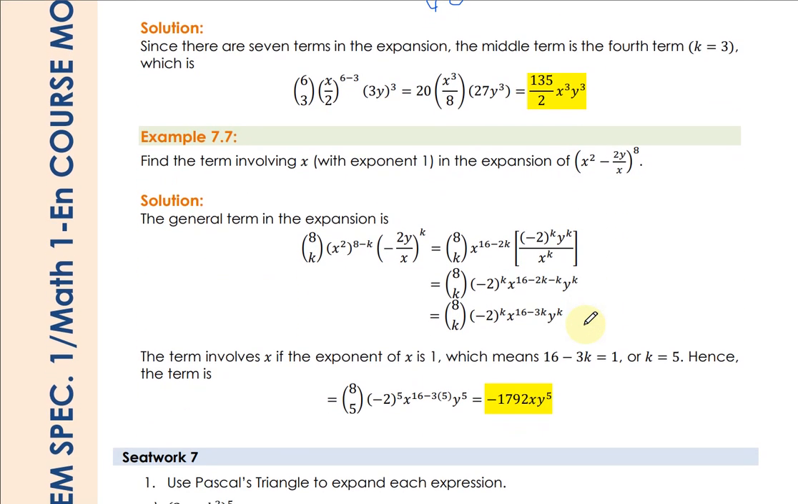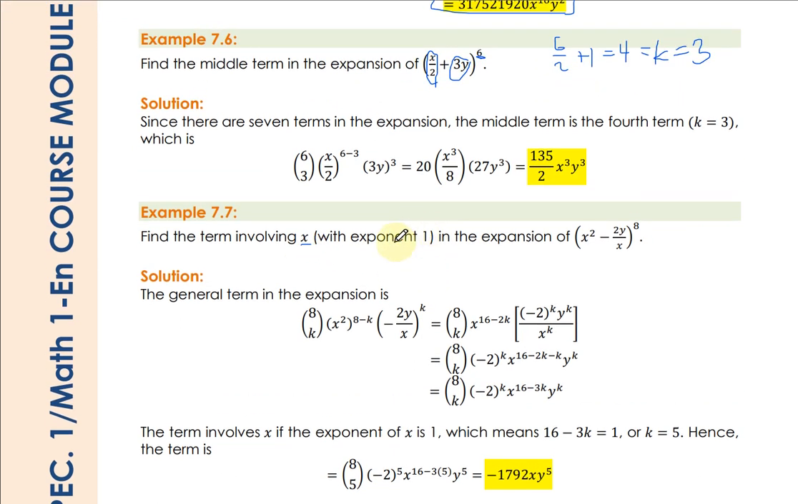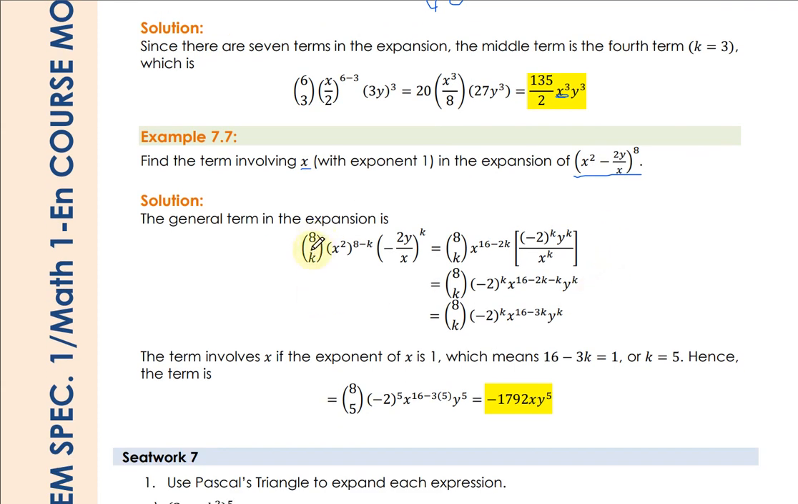So how about this one? So find the term involving x with exponent 1. So mangipahitaw na tong term nga ang value sa tong x kay ang power sa atong x kay equal to 1. So kani nga example, ang x kay raised to the power of 3. So pahitaw nato kung aha to nga term ang exponent sa atong x kay equal ra ni 1. So natay given nga expression. So that is by using again the general formula n over k times a to the power of n minus k times b to the power of k.